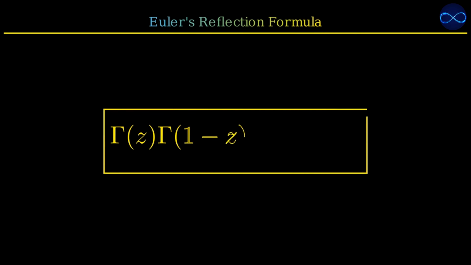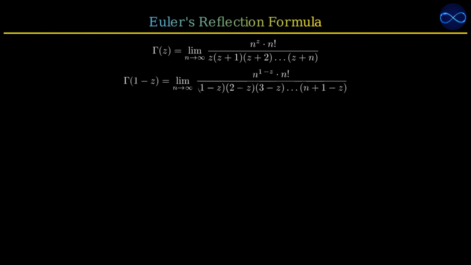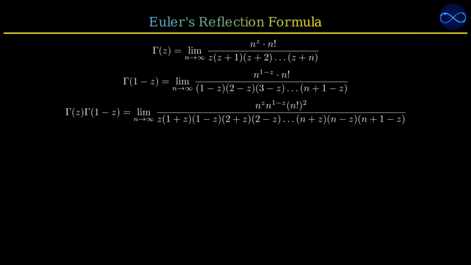You use this Euler reflection formula, but you don't know how to derive this. Let me show you. This is the very first definition of the gamma function given by Leonhard Euler, which shows a generalization of the factorial function. From here, find the expression for gamma of 1 minus z, and multiply both of the expressions.